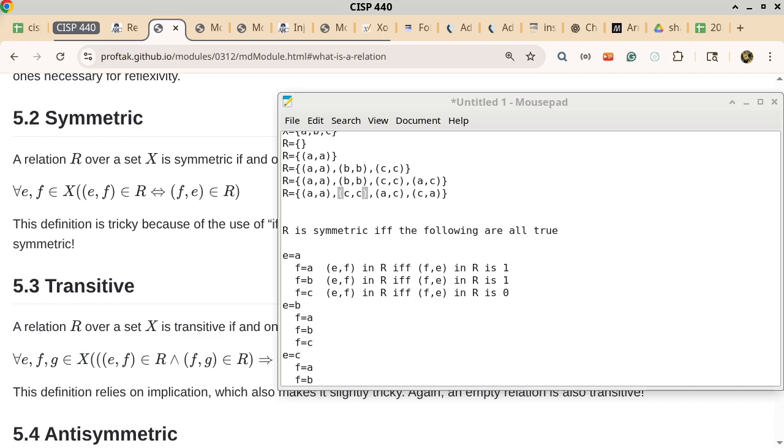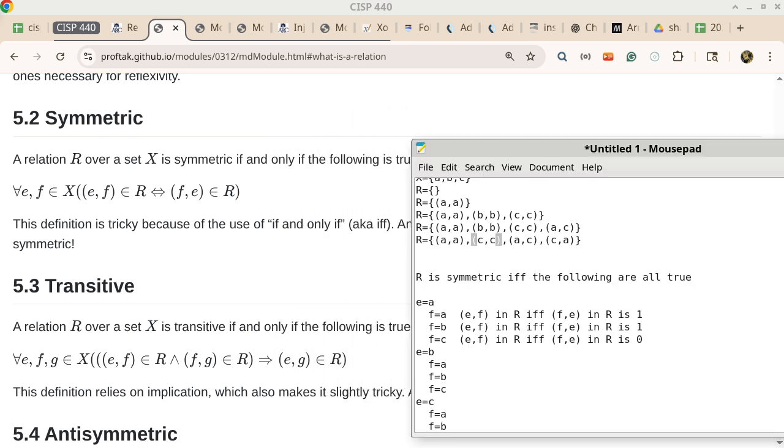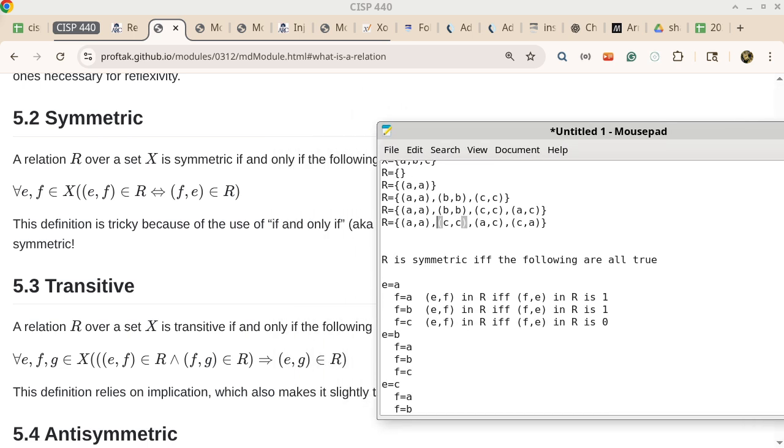Okay. So now we're going to deal with transitive. This is how it is defined. This time it's a little bit more complex because we are saying, for every way to choose E and for every way to choose F and for every way to choose G, so that E is an element of X, F is an element of X, and G is an element of X, we need to make sure this portion is true. Is that okay?